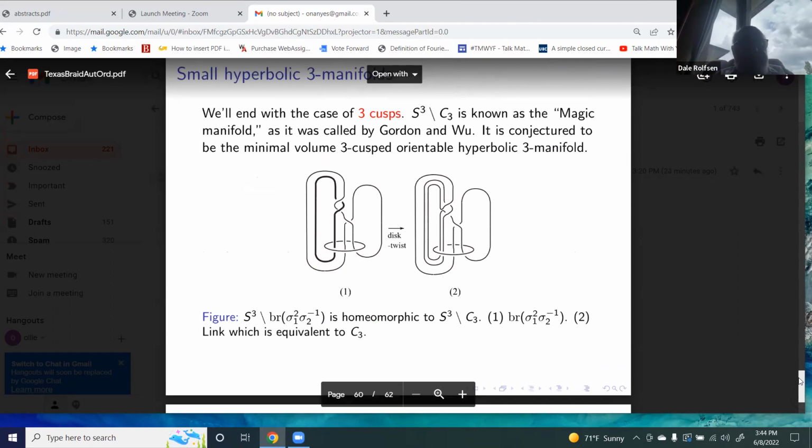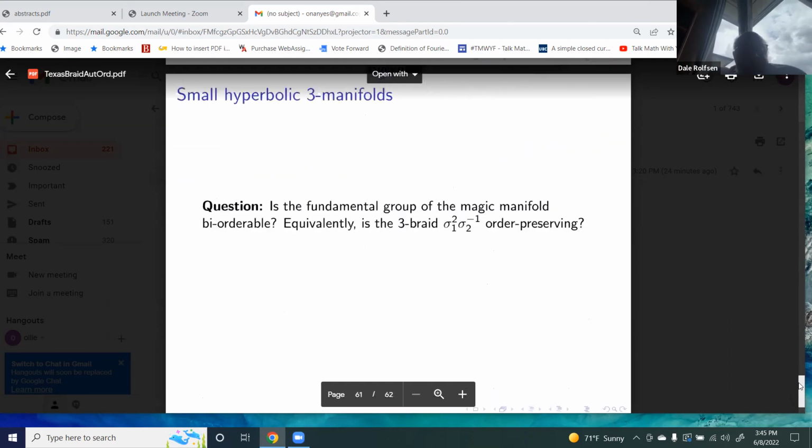Its complement is homeomorphic to the complement of the braided link of sigma 1 squared, sigma 2 to the -2. And that's next. I don't know if it's biorderable. And equivalently, is the 3-braid sigma 1 squared, sigma 2 inverse, order preserving?